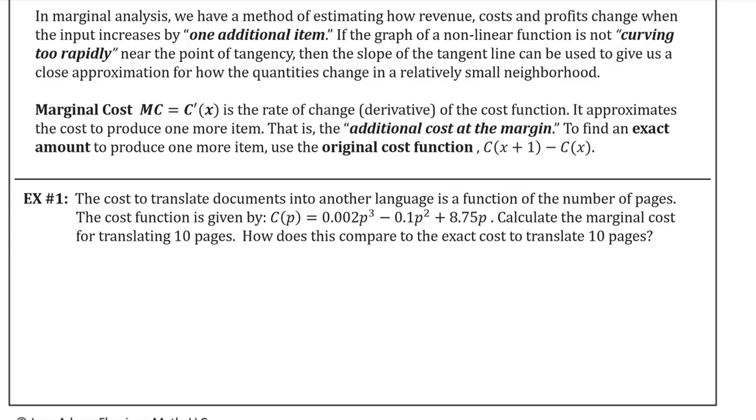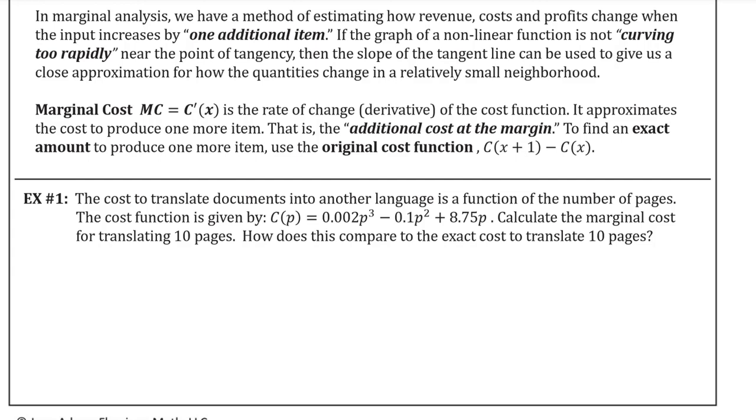So to find an exact amount to produce one more item, what you're going to do is use the original cost function at the new number of items and subtract off the cost at the number of items you were at before. Okay, so the marginal cost is not going to be completely accurate. So let's do an example.